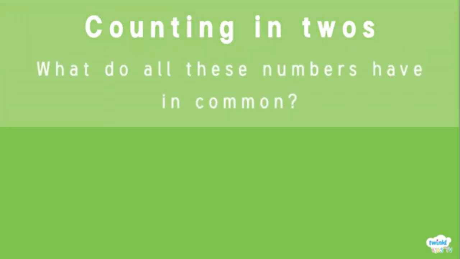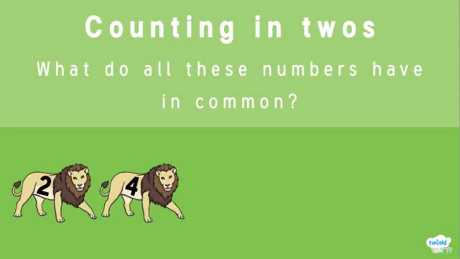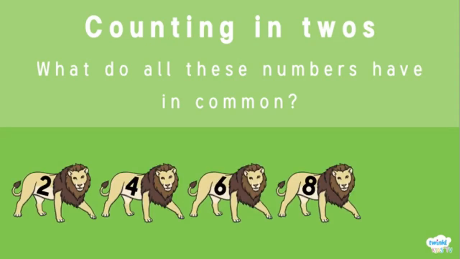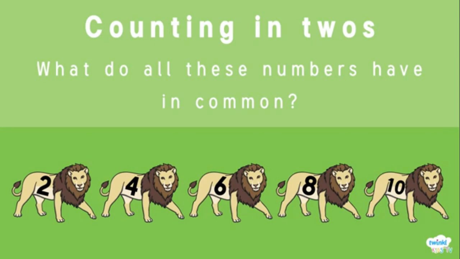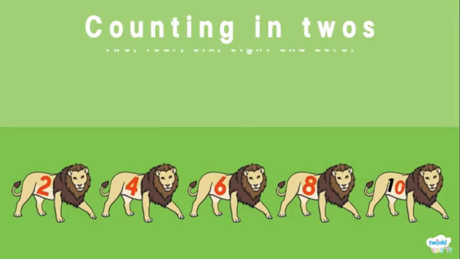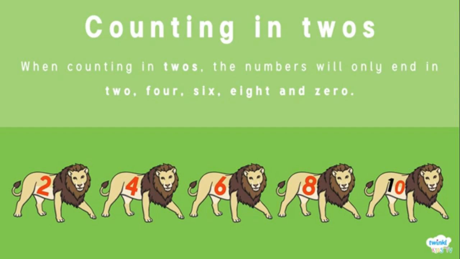The next set of numbers we are counting are the 2s. 2, 4, 6, 8, 10. They are all even numbers. When counting in 2s, the numbers will only end in 2, 4, 6, 8 and 0.